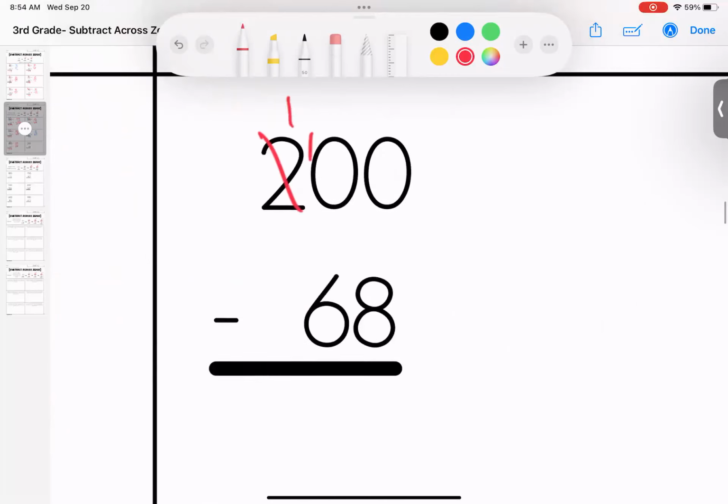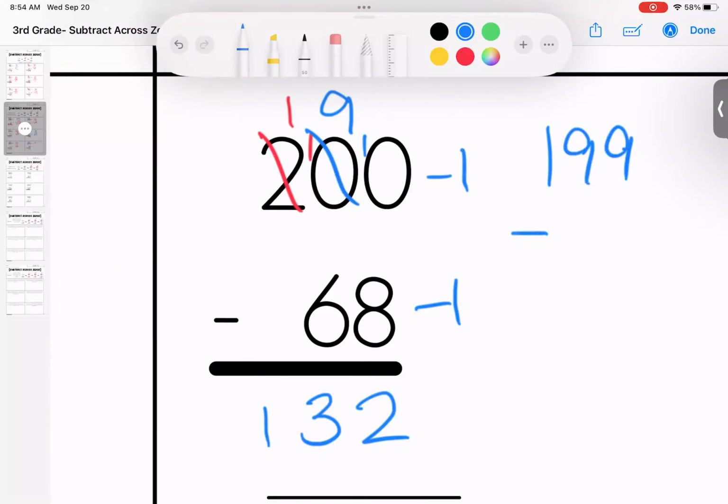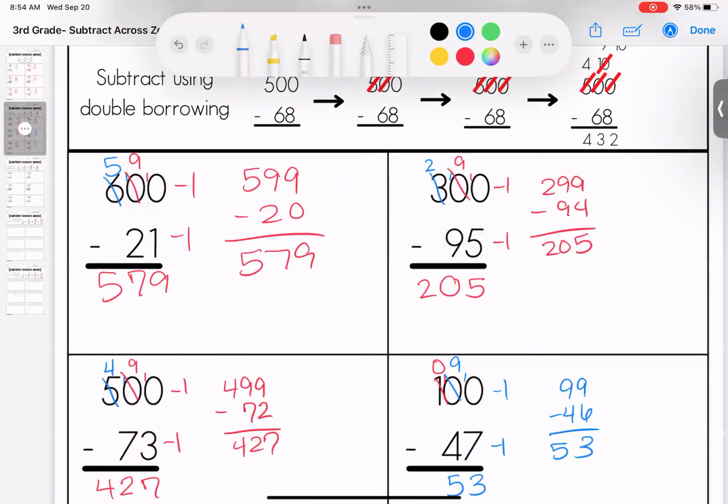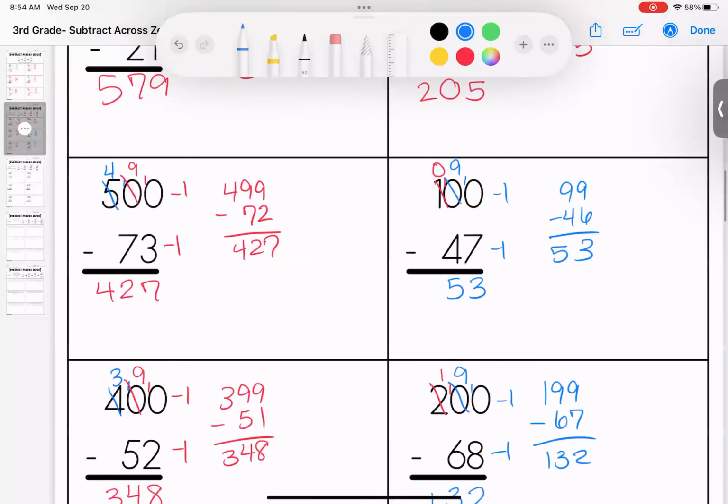2 is a 1, 0 is a 10. 10 is a 9, 0 is a 10. 10 minus 8 is 2. 9 minus 6 is 3. 1 minus nothing is 1, or 199 minus 67 still gives us 132. If you have questions on this screen, go ahead and bring them with you to class.